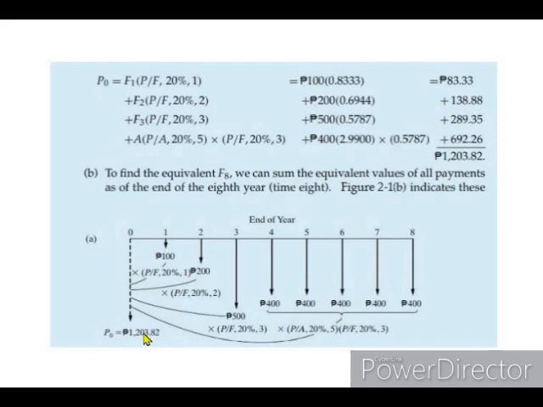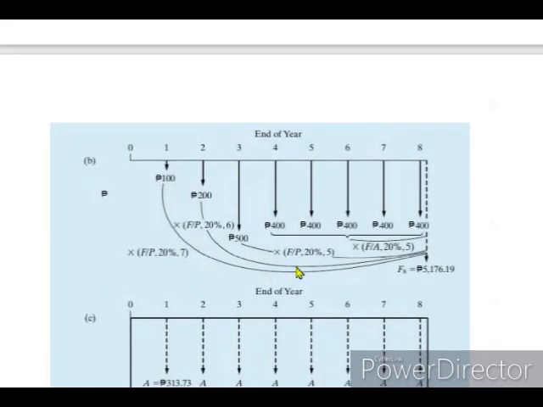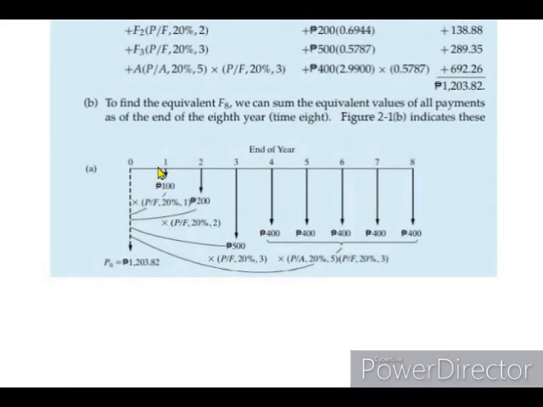Okay, next naman, hanapin naman natin yung F8, kasi pinapahanap kay B. To find the equivalent F8, we can sum the equivalent values of all payments as of the end of the 8th year, or time 8. Okay? So, sa figure 2-1B indicates this.